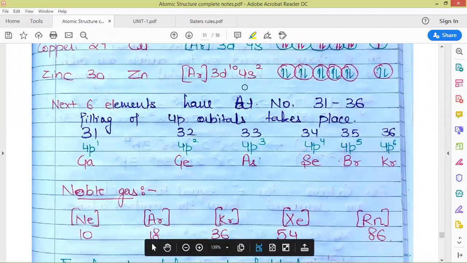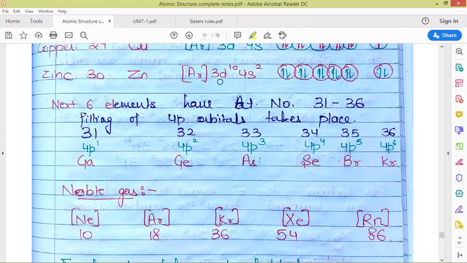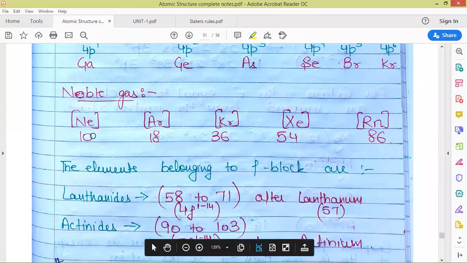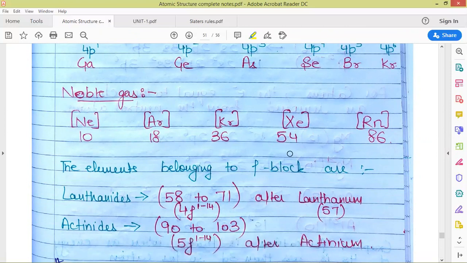Next is zinc, which has completely filled d orbitals and 4s2. So the electronic configuration is argon 3d10 4s2, with a total of 30 electrons. In the next 6 elements, with atomic numbers 31 to 36, the 4p orbitals will be filled in the sequence 4p1, 4p2, 4p3, 4p4, 4p5 and 4p6. Here comes the next noble gas, that is krypton. So these are the noble gases: neon, argon, krypton, xenon with atomic number 54 and radon with atomic number 86.